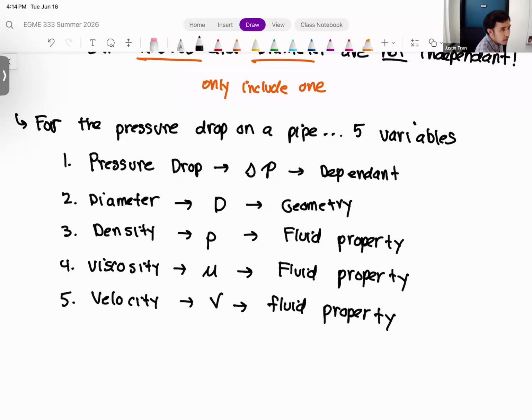Okay. These labels are not going to affect how we determine our dimensionless groups. It's just a good exercise to build your intuition in these types of problems. Okay. All right. Any questions on that?